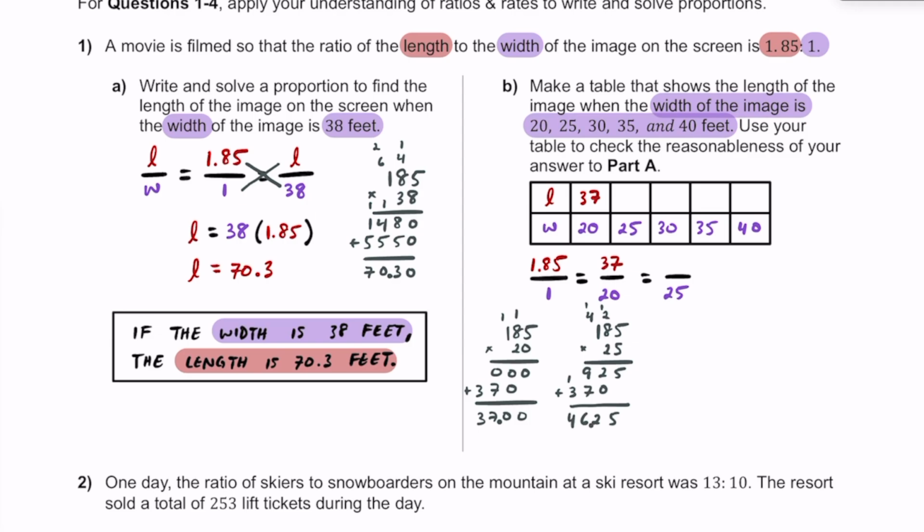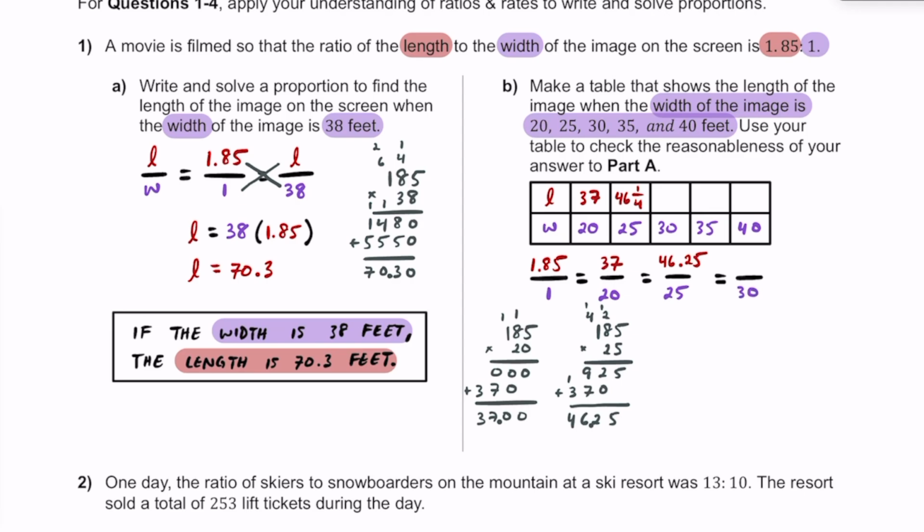And so you can see that when the width is going to be 25, the length here is going to be 46 2500ths. So that we can go ahead and put into our table, or you could write a fraction if you would like to. Now what about when the width is going to be 30? Hopefully you're kind of getting the picture here, or seeing the pattern of what we're doing.